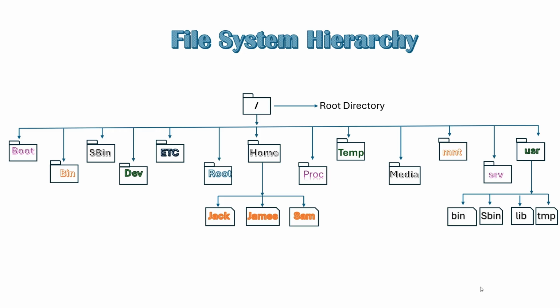Slash, the root directory. Let's start from the top. Literally, the root directory written as just a forward slash. This is the base of the Linux file tree. Imagine it like the trunk of a tree. Everything branches out from here. So inside the root directory, we can see boot, bin, sbin, dev, etc, root, home, proc, tmp, media, mnt, srv, usr. All these directories live inside root.